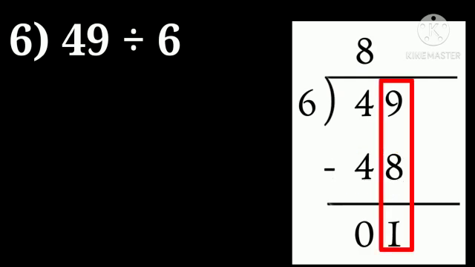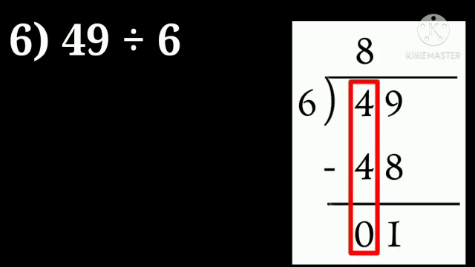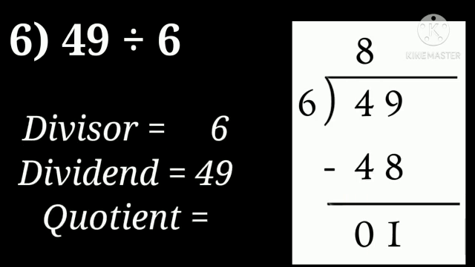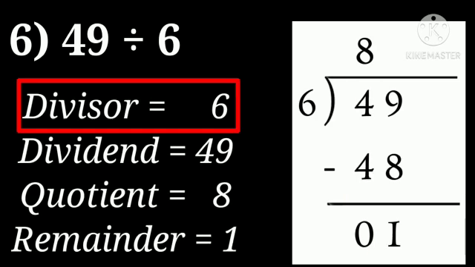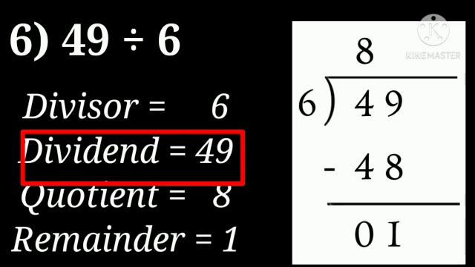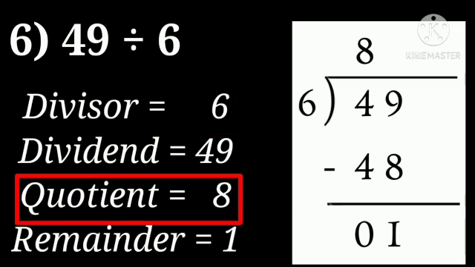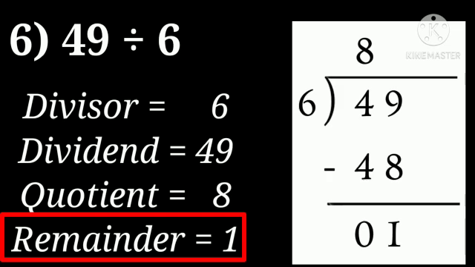Start subtraction. 9 minus 8 is 1. 4 minus 4 is 0. So divisor is 6. Dividend is 49. Quotient is 8 and remainder is 1.